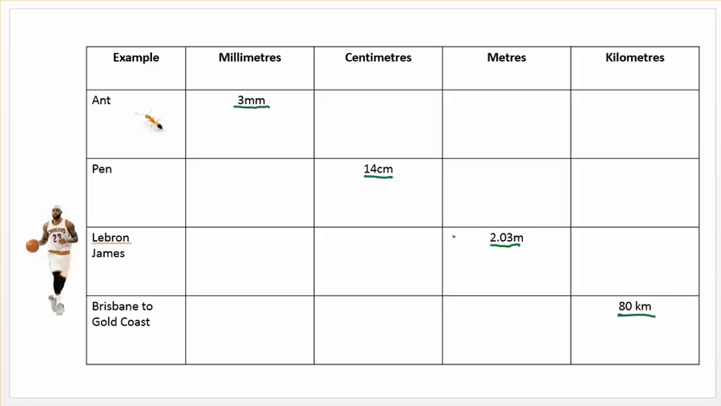However, we want to be able to convert between different measurements. So let's start with the largest measurement. So 80 kilometres. Remember that 1 kilometre is equal to 1,000 metres. So if we've got 80 of these things, we need 80 times 1,000. So we get 80,000 metres.